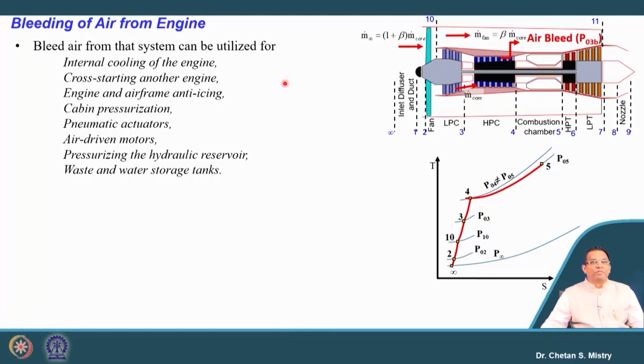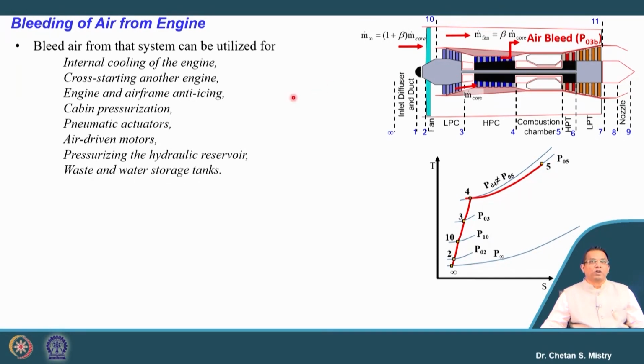The bleed air from the system is used for internal cooling of the engine. Many times we say we need to cool the turbine blade. When we want to cool the turbine blade, we need cool air, because the gas coming out will be at very high temperature and very high pressure. So, at the same pressure I need to inject my air for cooling, otherwise you will have reversal of the flow. That is the reason we are looking for high pressure air to be injected here. The pressure we take from the HP compressor is similar to the exit pressure of the HP turbine. The temperature needs to be lower in order to cool down the blades.